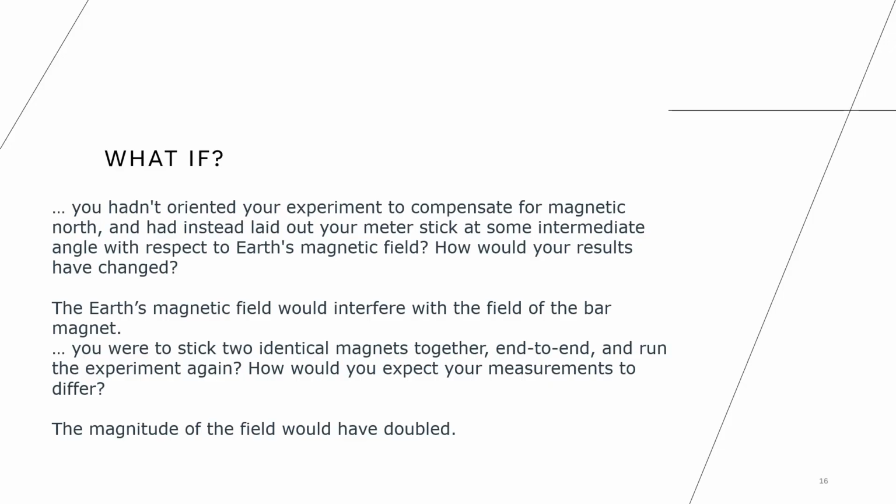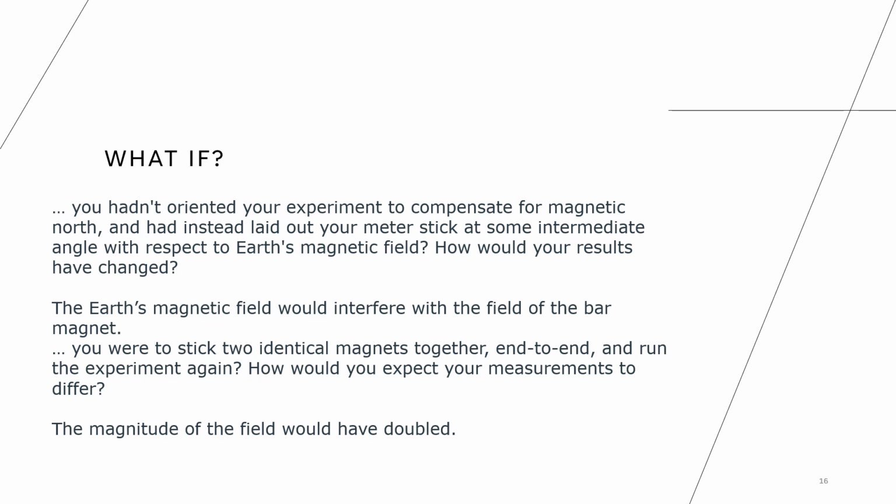Key takeaways. What if you hadn't oriented your experiment to compensate for magnetic north and it had instead laid out your meter stick at some intermediate angle with respect to Earth's magnetic field? How would your results have changed? The Earth's magnetic field would have interfered with the field of the bar magnet.